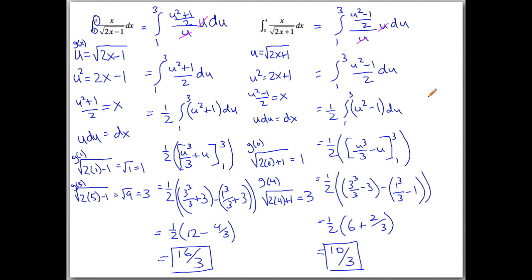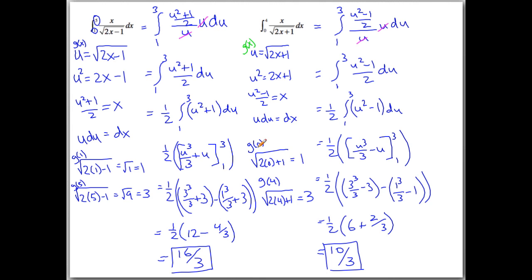Alright, welcome back. Go ahead and just take a second to check your work. So you should have let u equal the square root of 2x plus 1, and that's our g of x. And then we need to solve for x, so we can rewrite this x in terms of u. So x was u squared minus 1 over 2. And then we need to write dx in terms of u. So we're going to differentiate both sides, and this becomes u du, and that equals dx.